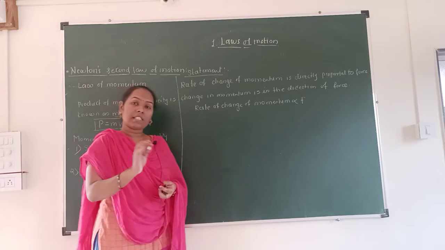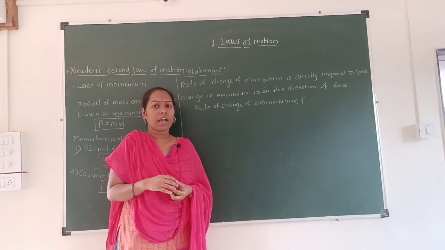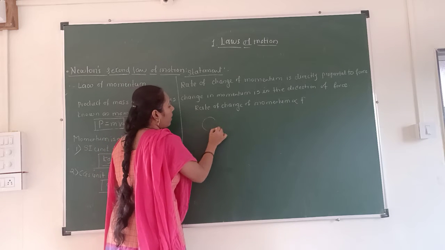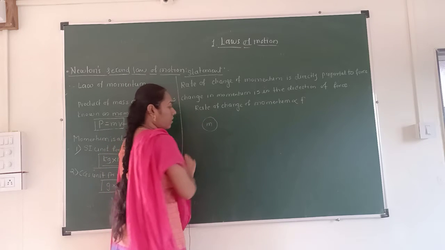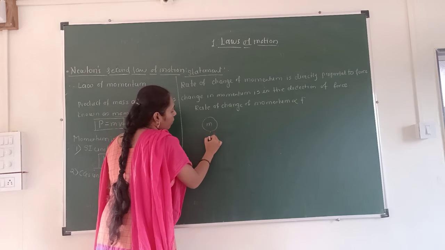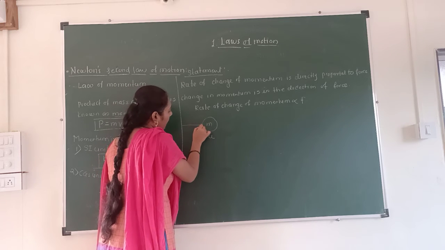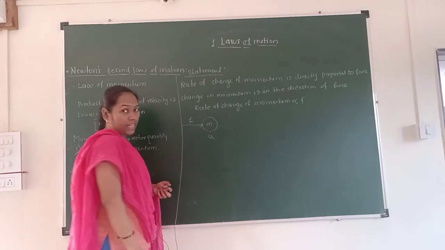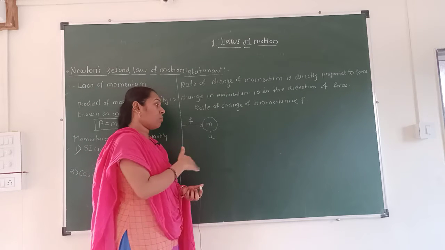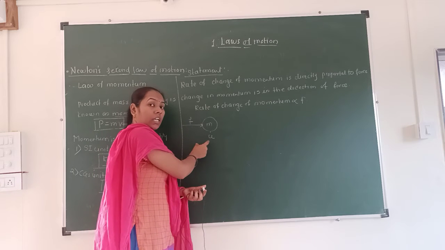Consider an object moving with a mass m and initial velocity u. Consider an object having a particular mass and moving with the initial velocity. What is the initial velocity? u. When we apply force on that object, consider an object moving with a mass m, which has initial velocity u.